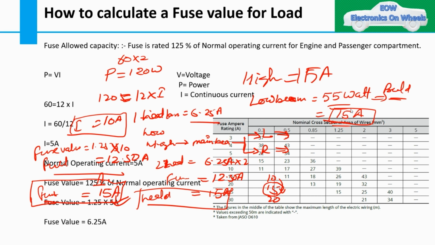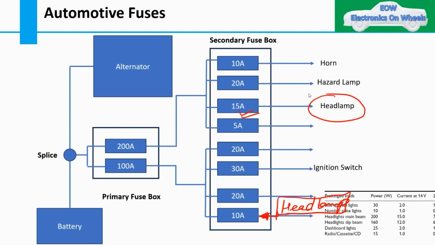In the primary fuse box, we have the mega and midi fuses, which have the higher values. In the secondary fuse box, we have the values particularly defined for that particular load or component, like low beam, high beam, or headlamp. So I hope you are clear on this. This is one example which I have given you.